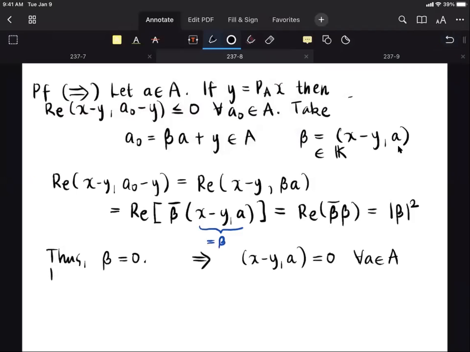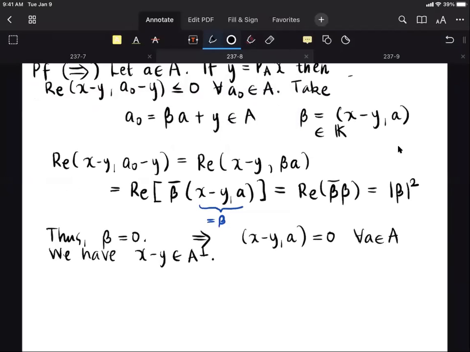So according to the definition of your orthogonal complement, x minus y is orthogonal to any element in your subspace capital A, this implies that x minus y must be in the orthogonal complement of A. And that is this direction.